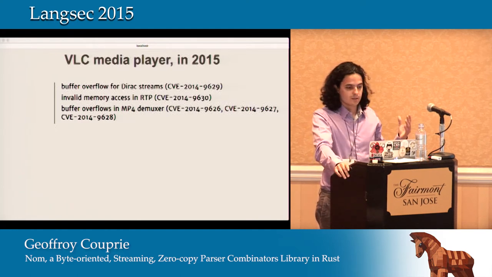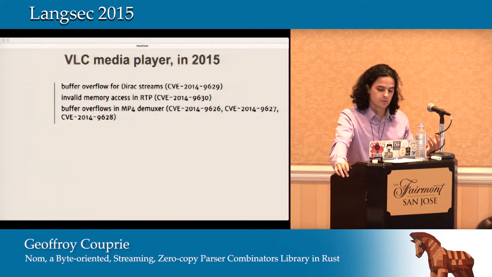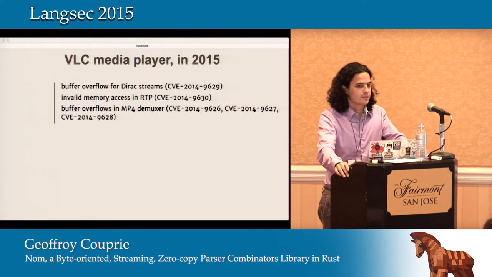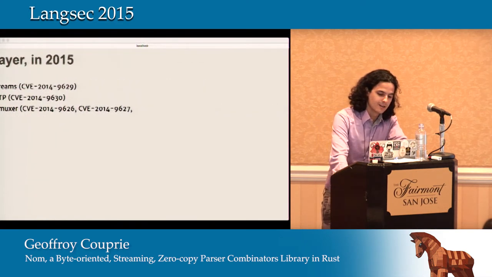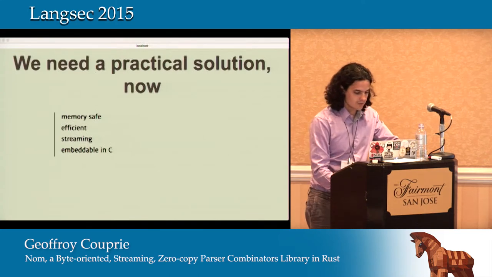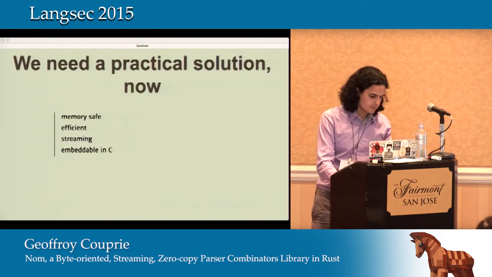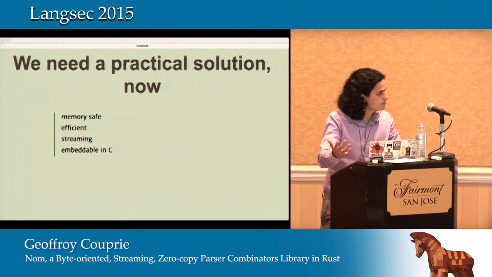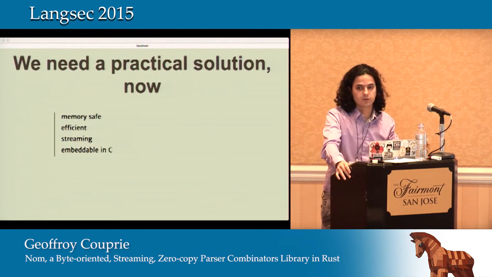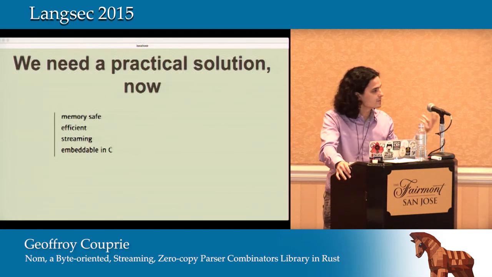Some of these vulns can just be found by simple fuzzing, so you always find a crash somewhere. The problem is we have to write C parsers by hand, and that's not something we like. So we need some kind of more practical solution. What I would like is something that's very safe, efficient enough for streaming, and embeddable in C.